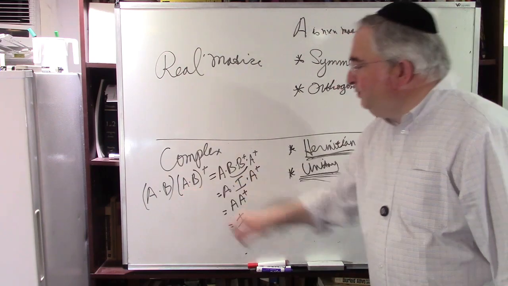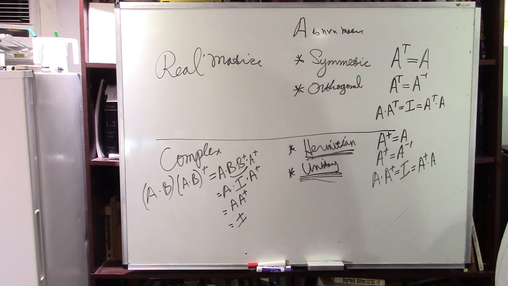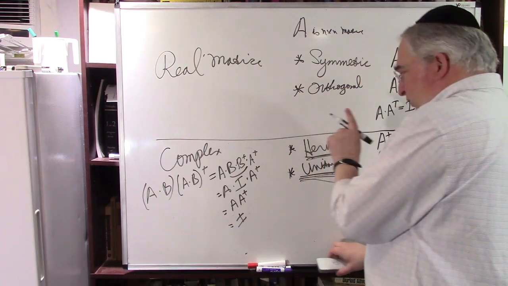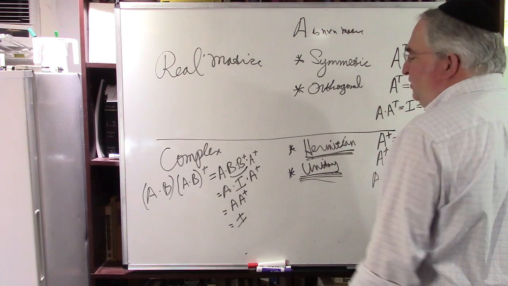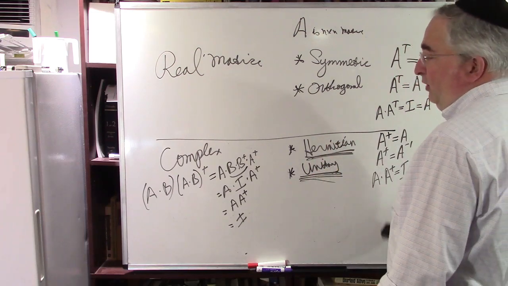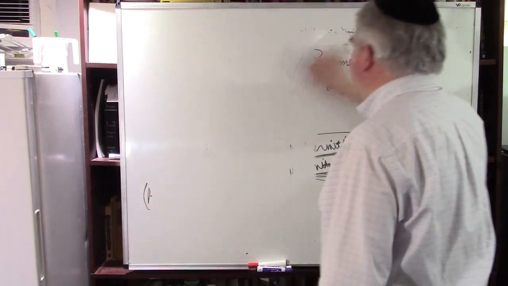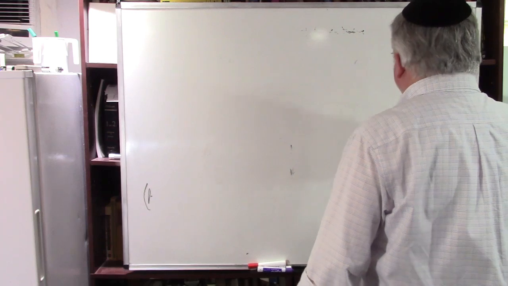Conclusion, A times B is unitary. Okay, that's very nice. Great. So, conclusion: Hermitian matrices are not closed under matrix multiplication. Unitary matrices are closed under matrix multiplication. Okay, let's see if we can use that.